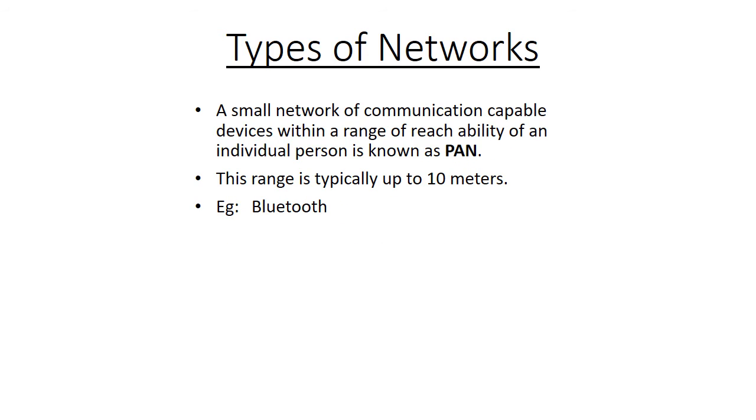PAN. A small network of communication capable devices within a range of reachability of an individual person is known as PAN, personal area network. This range is typically up to 10 meters. And an example for a PAN is Bluetooth.